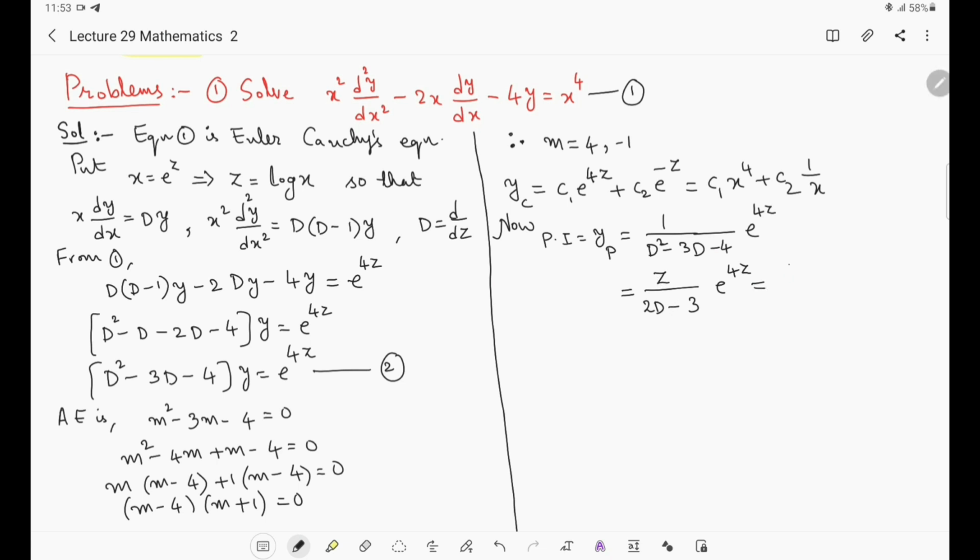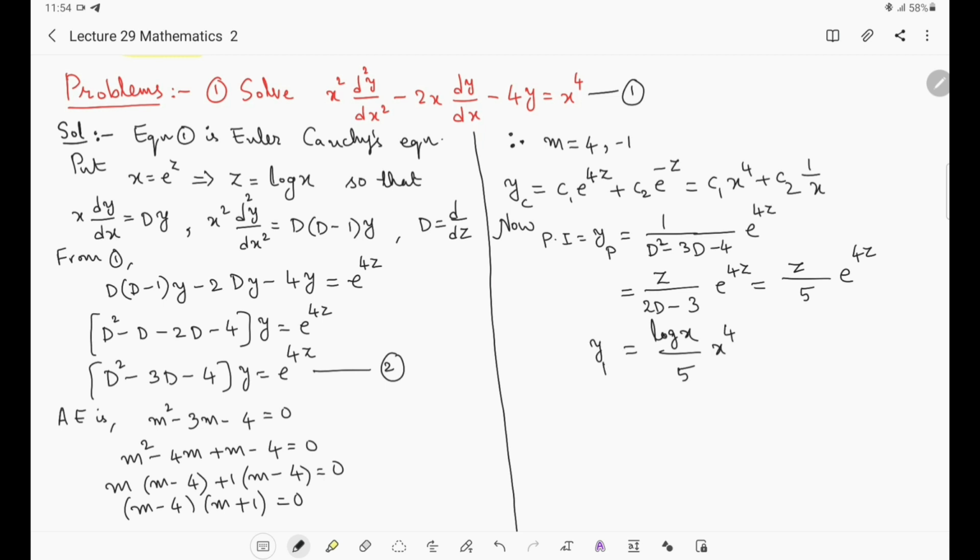Then further, what will happen? Z by, again replace D with a. A is 4. So what will we get here? 2 into 4 is 8, minus 3, which is 5. So z by 5 into e power 4z. Now what is z? Z is log x. So we get log x by 5 into e power 4z. E power 4z is x power 4.